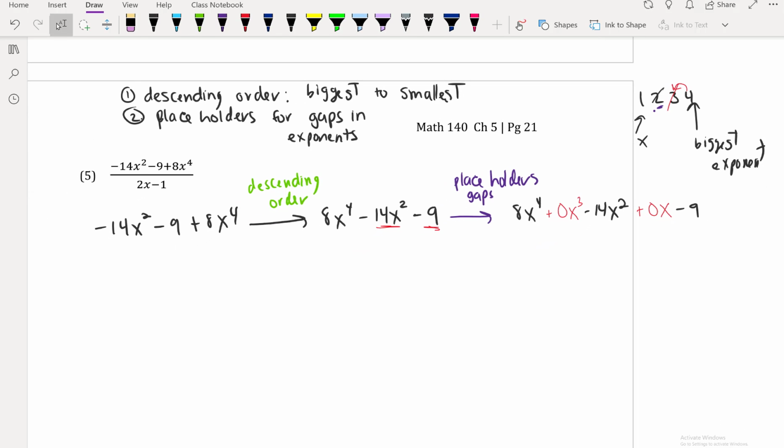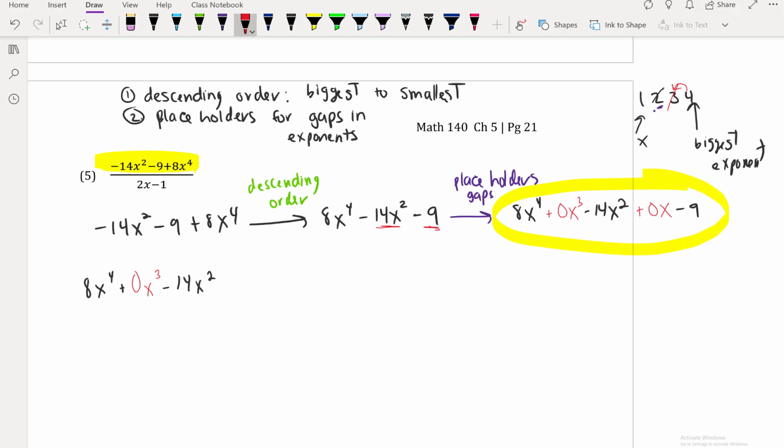So really, to rewrite this in descending order and having placeholders would be this here. So I'm going to go ahead and rewrite this. So I really have 8x to the 4 plus 0x to the 3 minus a 14x squared plus 0x minus 9. And my denominator, I have a 2x minus 1.